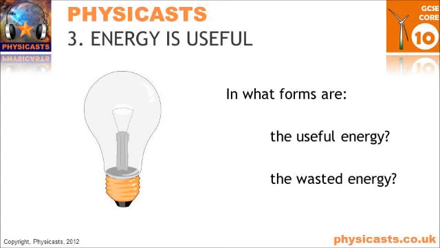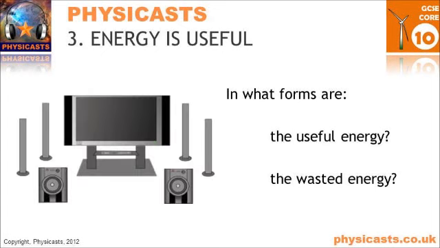So I'm going to tell you what the answers are now. In a TV, we've got 2 useful forms of energy. The TV gives out a picture and it also gives out sound. So the 2 useful forms of energy are of course light and sound. The wasted energy will be heat. If you've got a very large TV, particularly, if you put your hand on the back of it, or near the top, then you'll be able to feel some of that heat that's giving out.